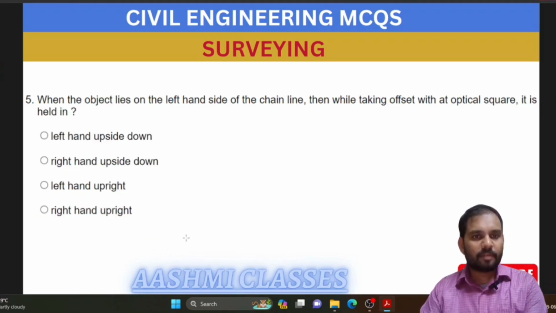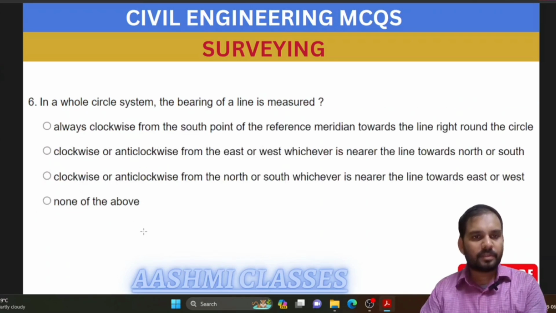When the object lies on the left hand side of the chain line, then while taking offset with an optical square, it is held in right hand upright. In a whole circle system, the bearing of a line is measured always clockwise from south point to reference meridian towards the line right around the circle, clockwise or anti-clockwise from east or west, clockwise or anti-clockwise from north or south, none of the above.